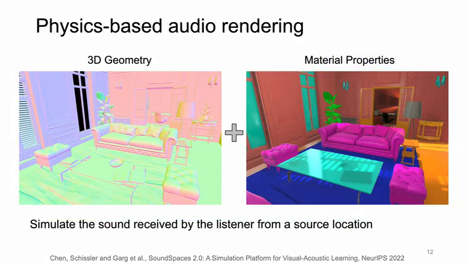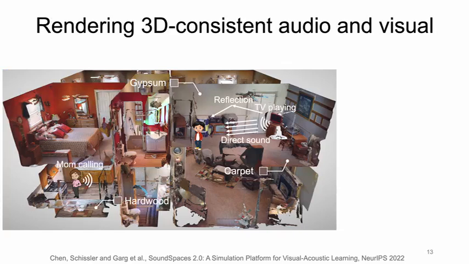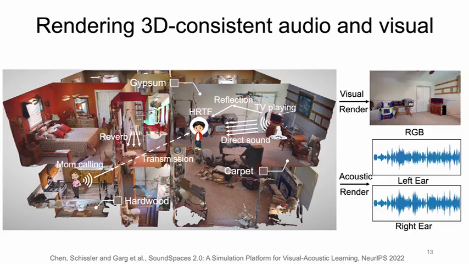Our simulation is also physics-based, meaning that we take the 3D geometry of the environment into consideration, as well as the material properties. For example, the couch should be more absorptive, while the glass table should be more reflective. So we simulate the direct sound, materials, reflections, transmission, reverberation, as well as the head-related transfer function that describes how human ears perceive sound in the environment. Altogether, we produce consistent visual rendering and audio rendering.